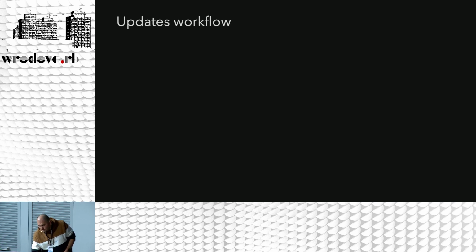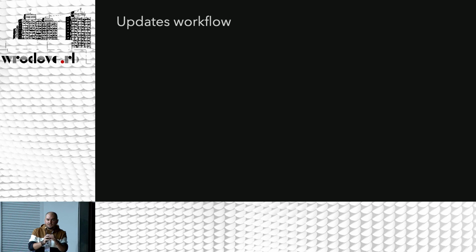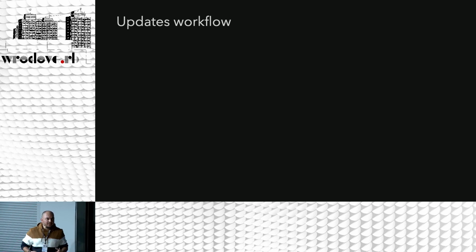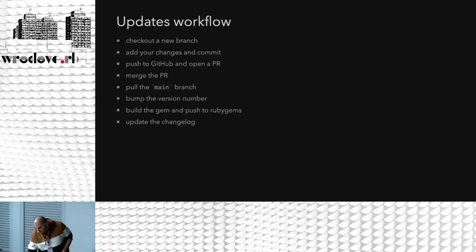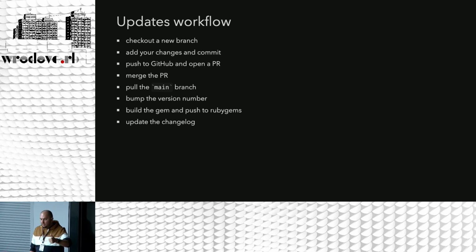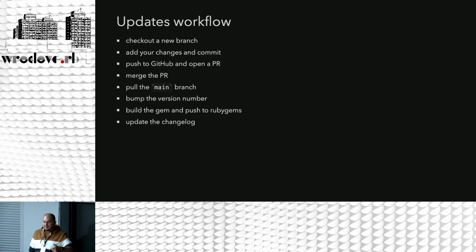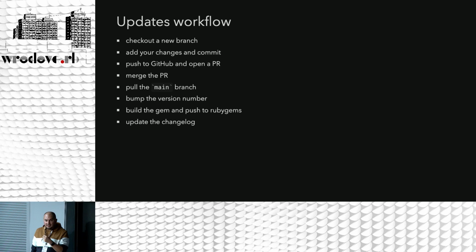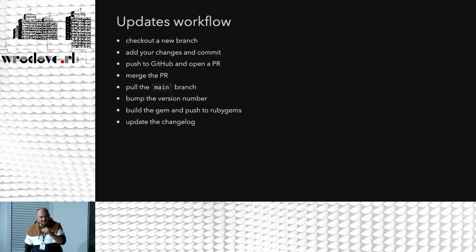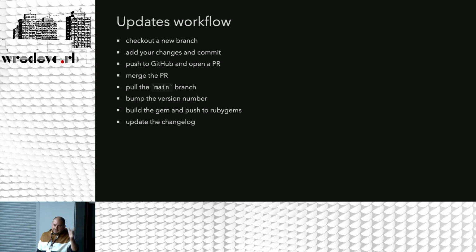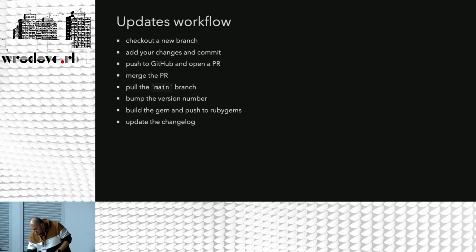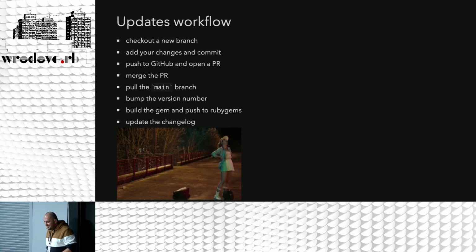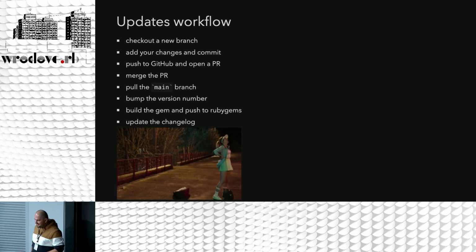So what is our update workflow? We push the initial version of the gem, and now you want to add a bug fix or a feature. So first, you check out a new branch, you add your changes and commit. You push to GitHub and open a PR. You merge the PR. You pull the main branch back on local. You bump the version number. Then you build the gem, publish to RubyGems, and make sure the changelog is properly updated.